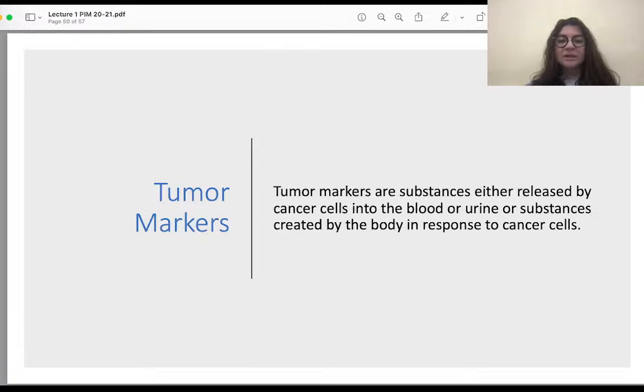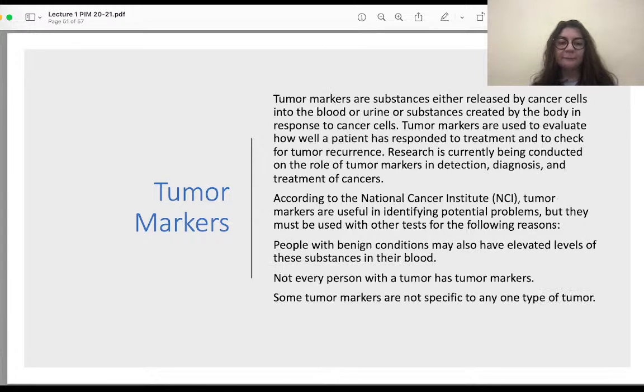Tumor markers are substances either released by cancer cells into the blood or urine, or substances created by the body in response to cancer cells. Tumor markers are used to evaluate how well patients have responded to treatment and to check for tumor recurrence. Research is currently being conducted on the role of tumor markers in detection, diagnosis, and treatment of cancers.